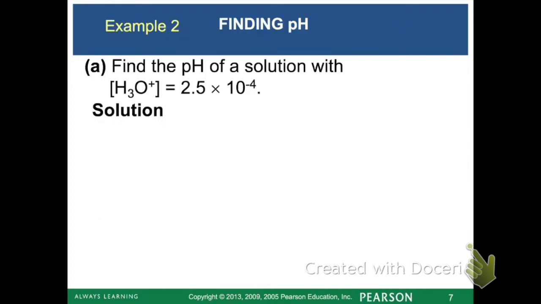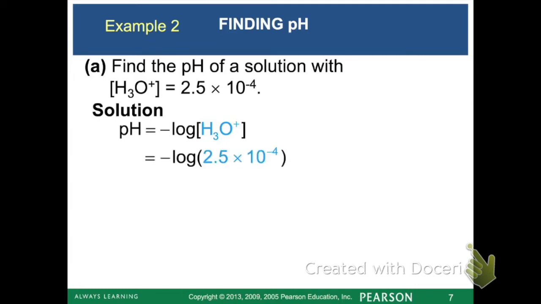Example 2, part A, let's use that formula, and we're going to plug in 2.5 times 10 to the negative 4. And then we can put that in our calculator and evaluate, and we get a pH level of approximately 3.6. Again, we can use the log button on our calculator because this formula uses a log base 10.